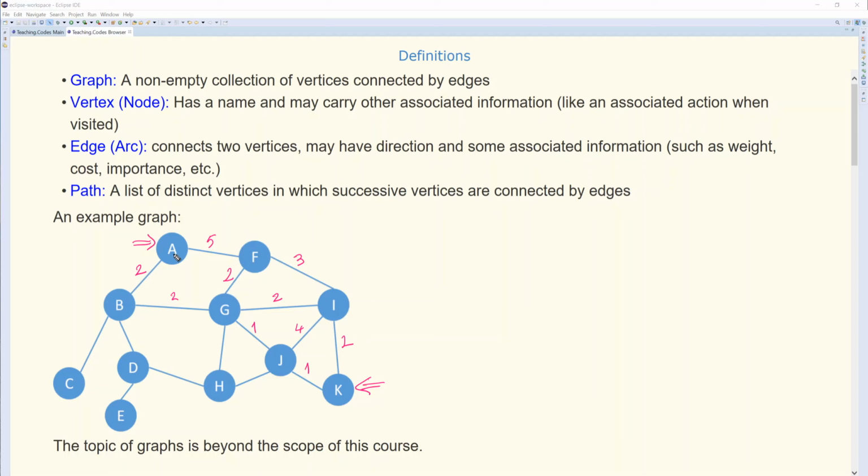Or another one could be 2, 4, 5, 6. This is even shorter. So assuming that the other ones have very high values here to make them infeasible, the shortest path in this case would be, let me pick a different color, from A to B, B to G, G to J, and J to K.